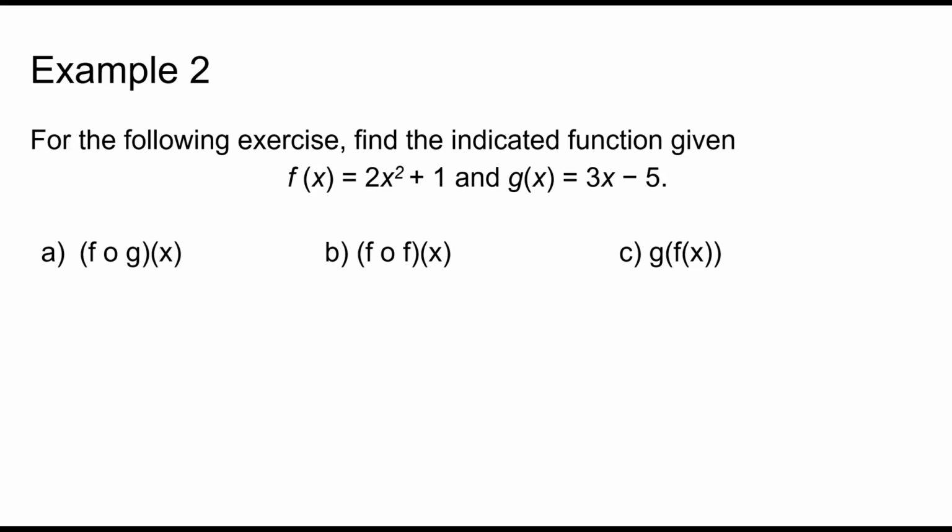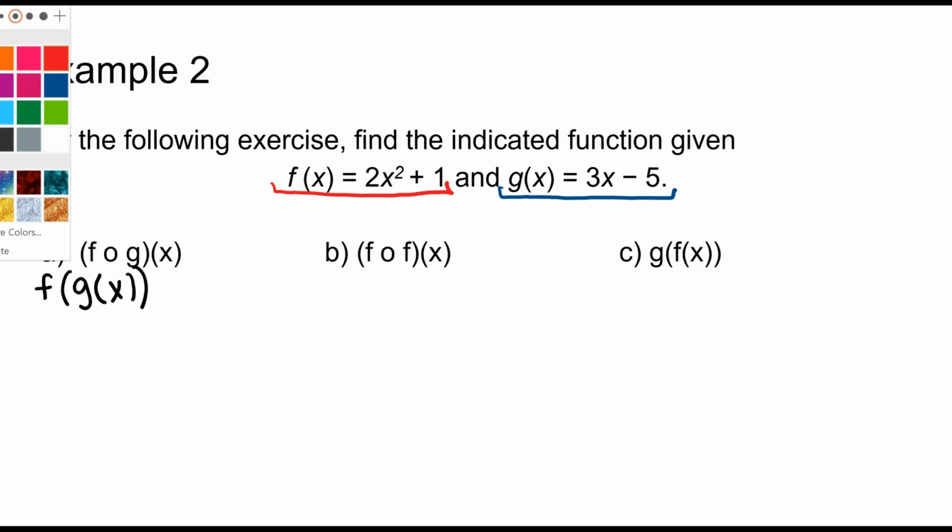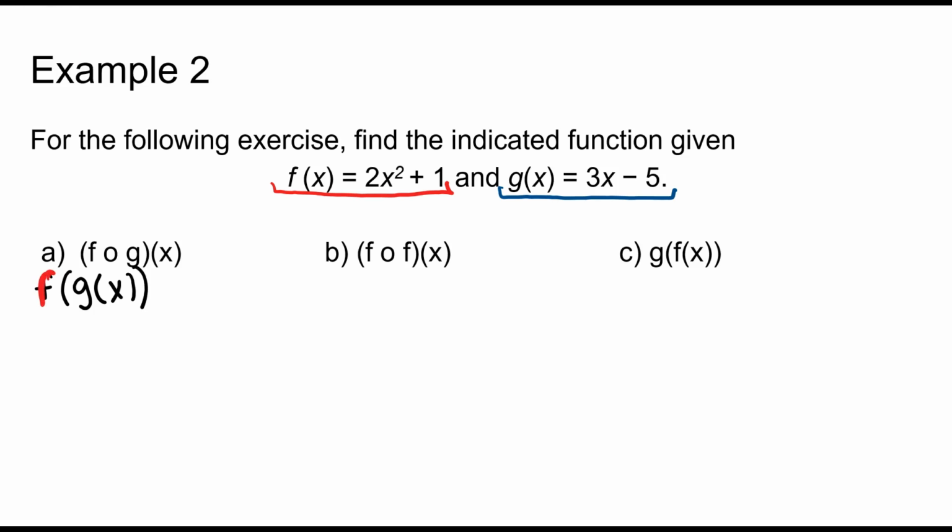So now we've got the function f here and g here. They want us to find f of g of x. So let's first rewrite this so that it's in that other notation, f of g of x. It's always my first step. All right, so f is going to be in red here. That's on the outside. Then we've got our g of x. Let's box that innermost function.